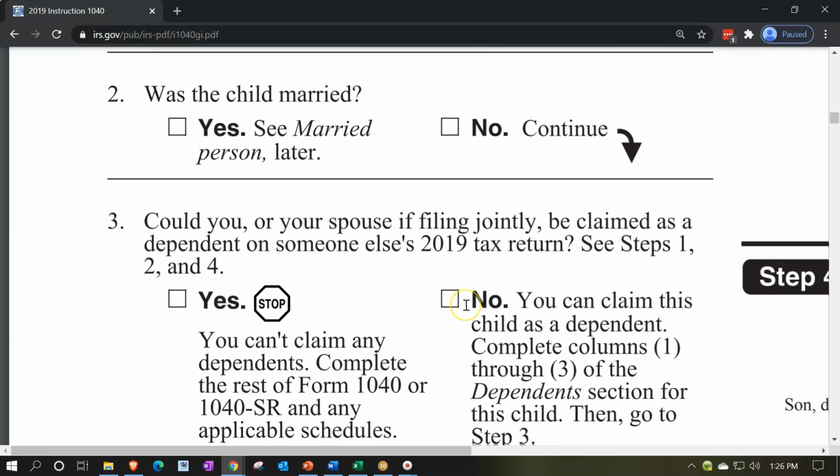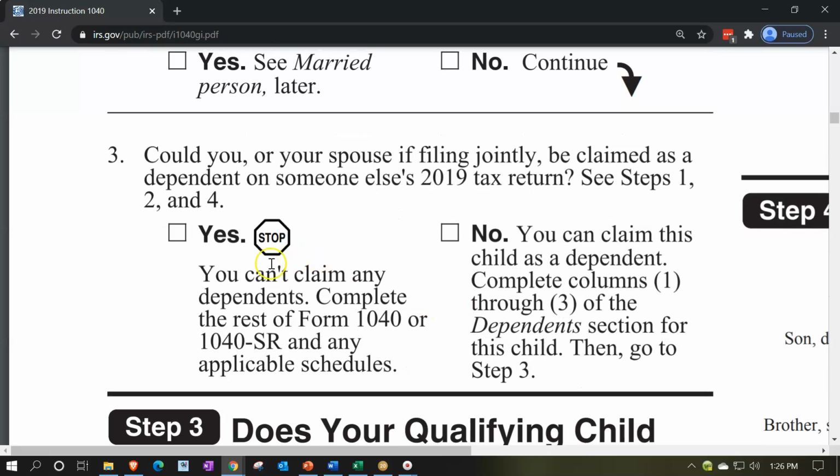3, could you or your spouse, if filing jointly, be claimed as a dependent on someone else's 2019 tax return, or if you're doing 2020, you would imagine 2020 being much the same? See steps 1, 2, and 4. If yes, you can't claim any dependent. Complete the rest of the Form 1040. If no, you can claim this child as a dependent. Complete columns 1 through 3 of the dependent section for the child.